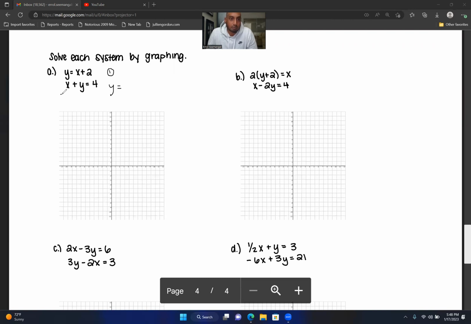If you subtract x on both sides, these two will cancel. So you'll have y equals negative x plus 4. Okay, so y equals negative x plus 4. That's your second equation. Any questions on that?